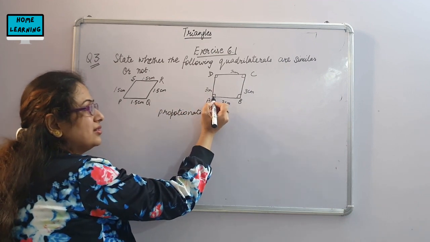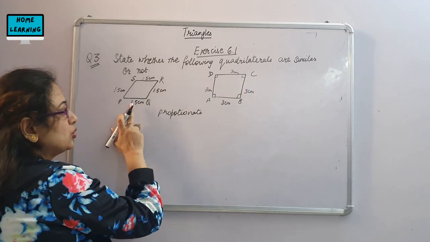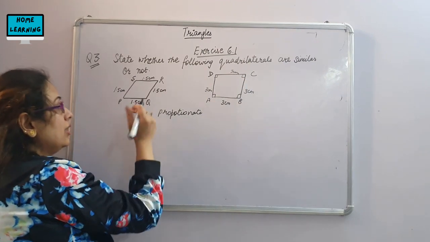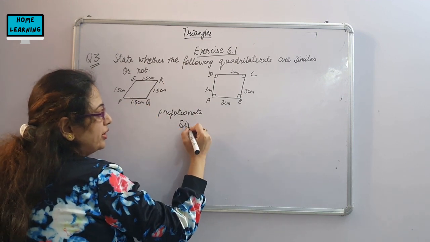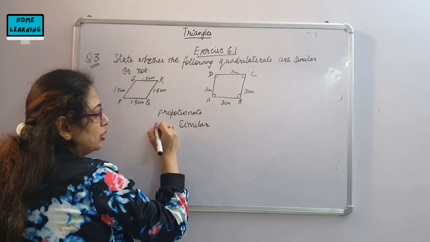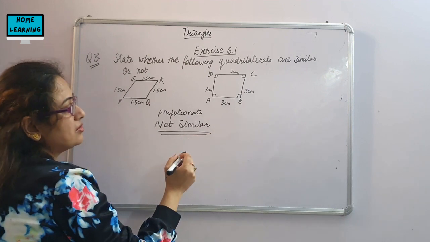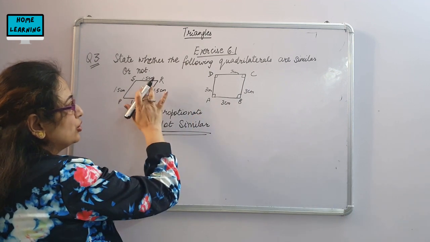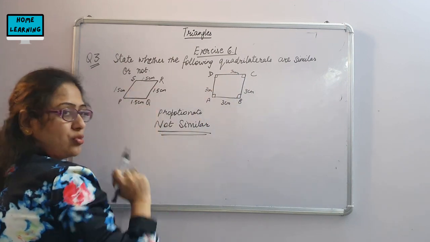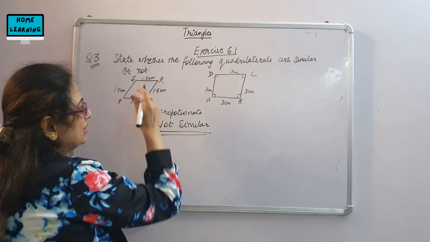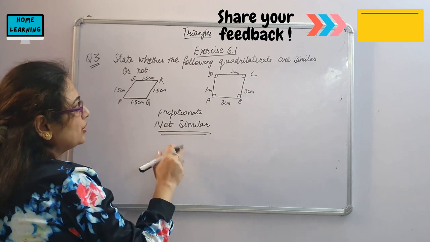However, angles are right angles here. This quadrilateral is a square, but this quadrilateral is not a square. These are not right angles. So these quadrilaterals are not similar to each other. You can give this reason that these angles are different, so these shapes are not the same. This is a square, but this is a rhombus with all sides equal, but all angles are not 90 degrees. I hope you understand this thing.